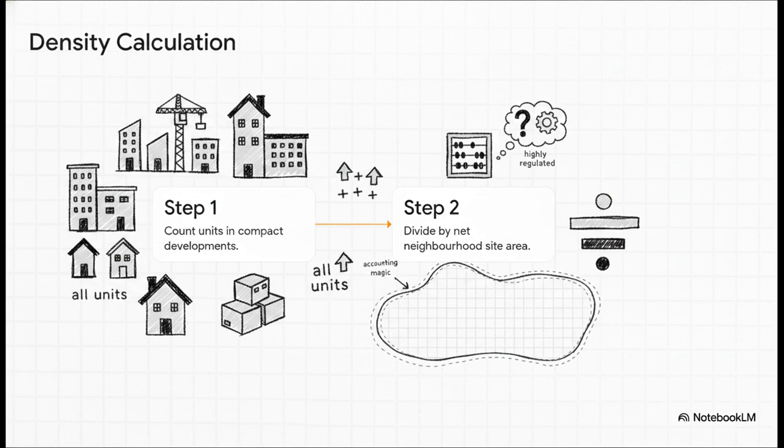The top half of our equation, the numerator, is super straightforward. You simply count the number of residential units in the compact development. And the rules clearly state this includes all units, whether they are planned, currently under construction, or fully completed. But step 2, dividing by the net neighborhood residential site area in hectares, well, that is where the real accounting magic happens. The denominator is highly regulated.